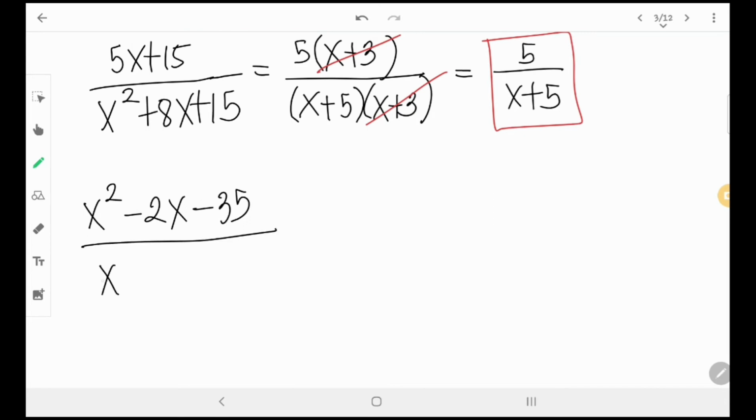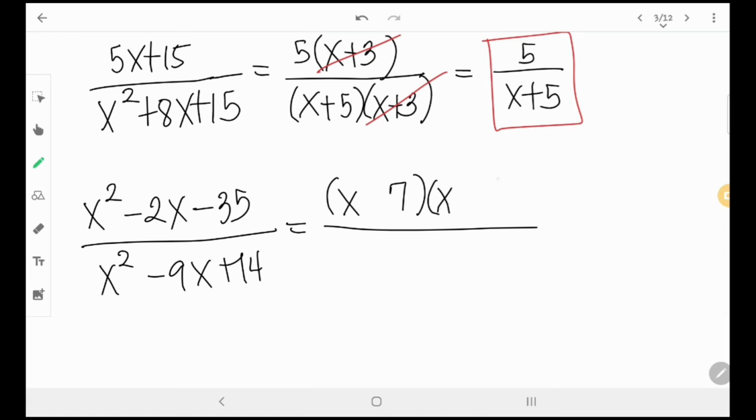Over x squared minus 9x plus 14. So let's find the factor of negative 35. So which means that negative, unlike sign factor na kapag add, which is i-subtract kasi nga unlike sign, the answer is negative 2. So I think that is 7 and 5. Pero dahil nga negative 2, kay highest factor mapupunta yung negative.